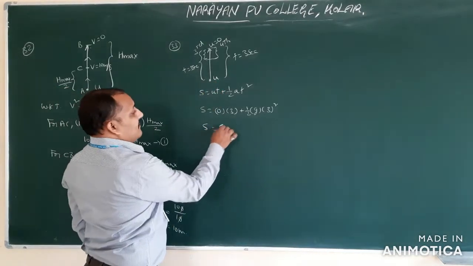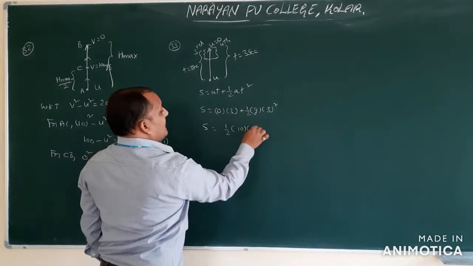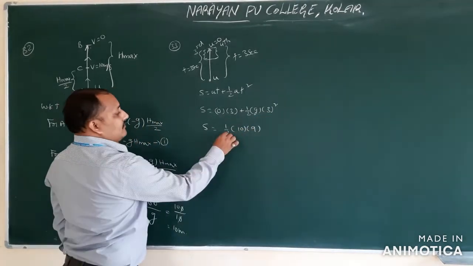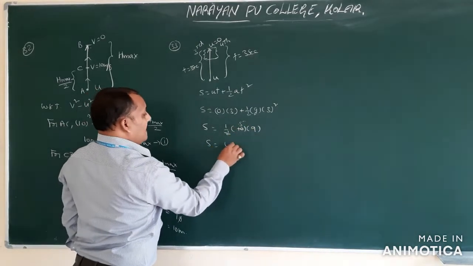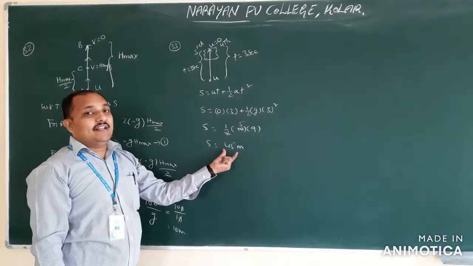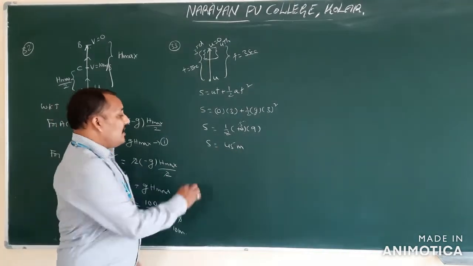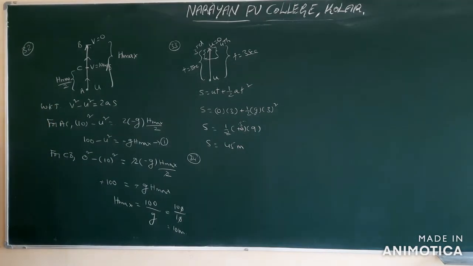Okay. So S is equal to half into g, the value of g generally we will take as 10. So 3 3s are 9, 5 9s are 45 meters. How much height it is reaching? 45 meters it is reaching. Okay, logically we have to follow this one. See the next question, number 34.